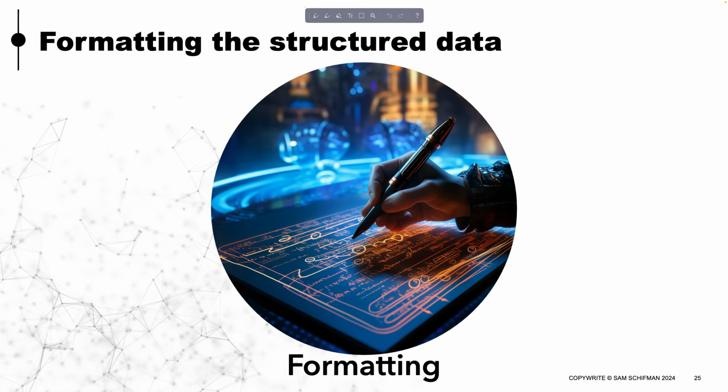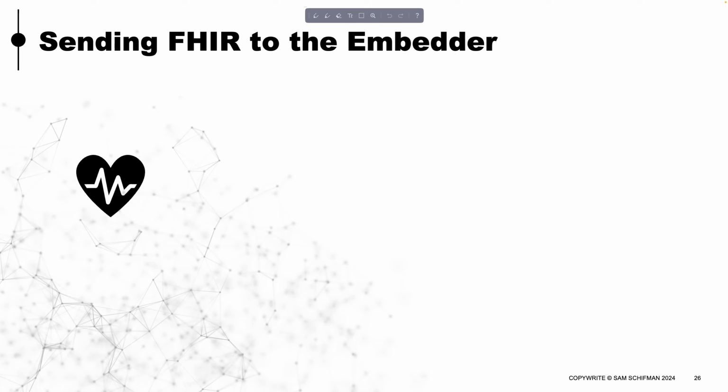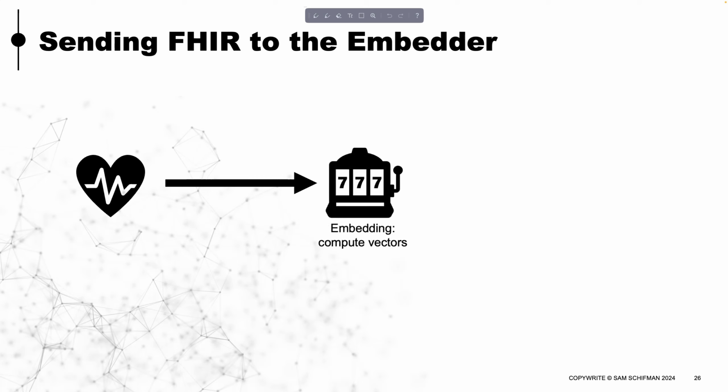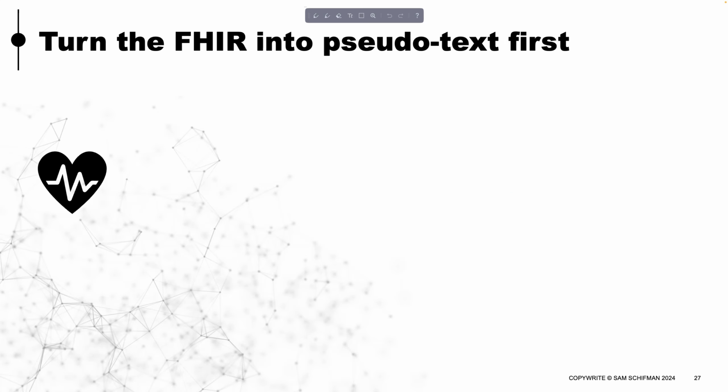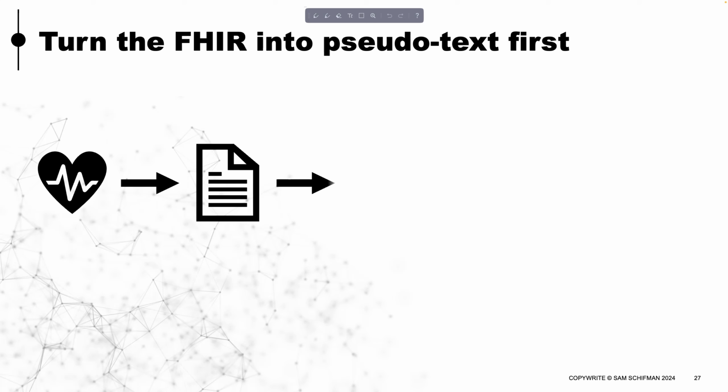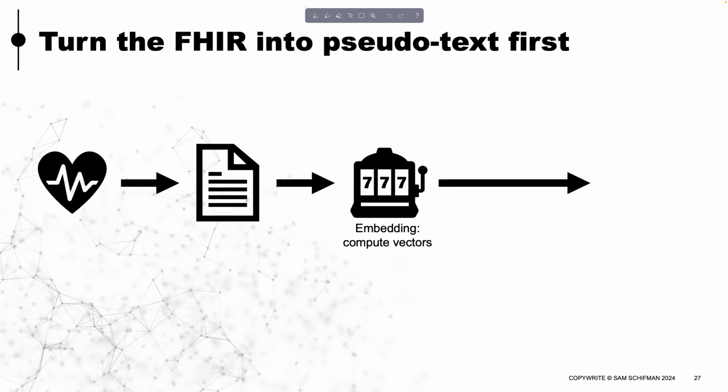Now we need to consider how to best provide that data to the embedder to get the best numeric representation in the index. FHIR is formatted in a standard called JSON. This makes it very easy for computers to read. The problem is that embedders are trained not on JSON, but on free-form text. This means that when we give FHIR to the embedder, the resulting numeric vectors are not very useful. However, we can transform the FHIR into pseudotext by flattening it into something that looks like sentences to the embedder. This gives us much better results in the index.